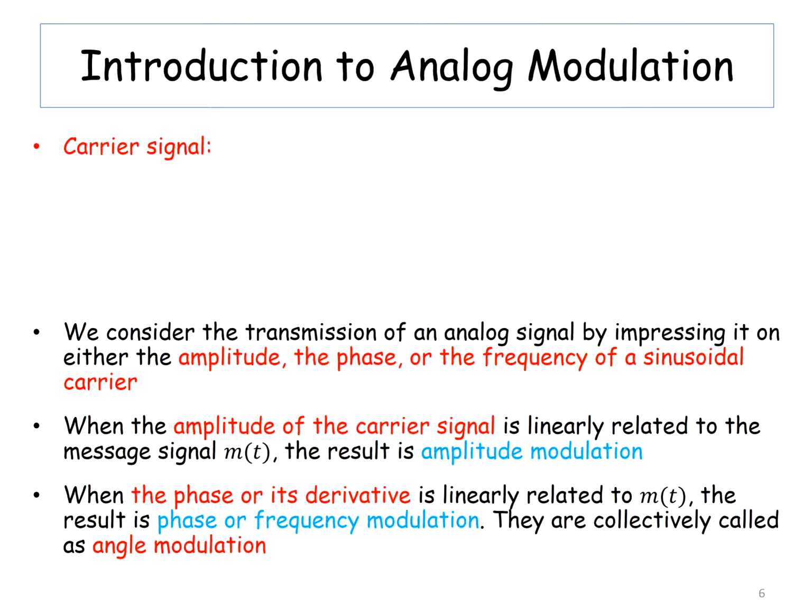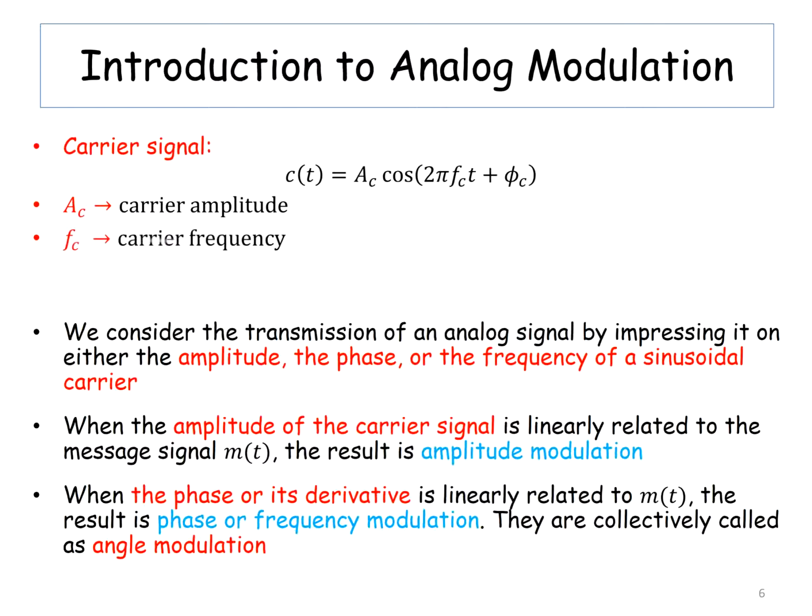For all types of modulation methods, a carrier signal is used to carry the message signal. In our discussion, we will use a carrier signal like this. Here, AC stands for the carrier amplitude, FC is the carrier frequency, and phi c is the phase of the carrier.